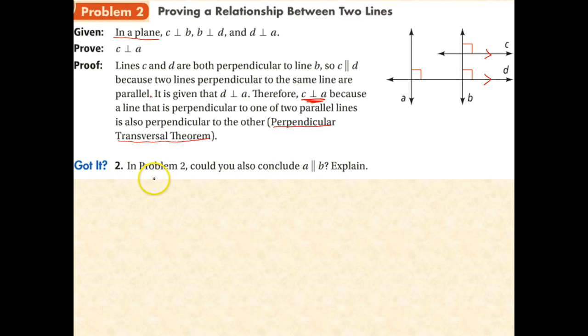So in problem 2, could you also conclude that A is parallel to B? Can you conclude that line A is parallel to line B? Well, I'll tell you what, the answer is yes, because we have one line that is perpendicular to both A and B. And that is basically theorem 3.9. If two lines are perpendicular to the same line, then they are parallel to each other. Yes. Theorem 3.9.